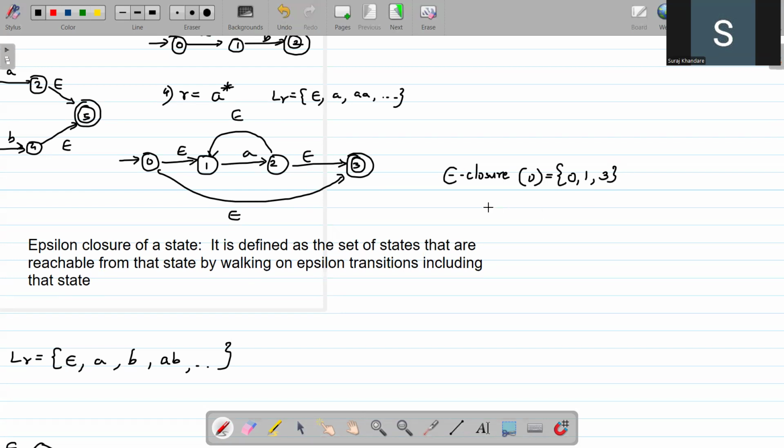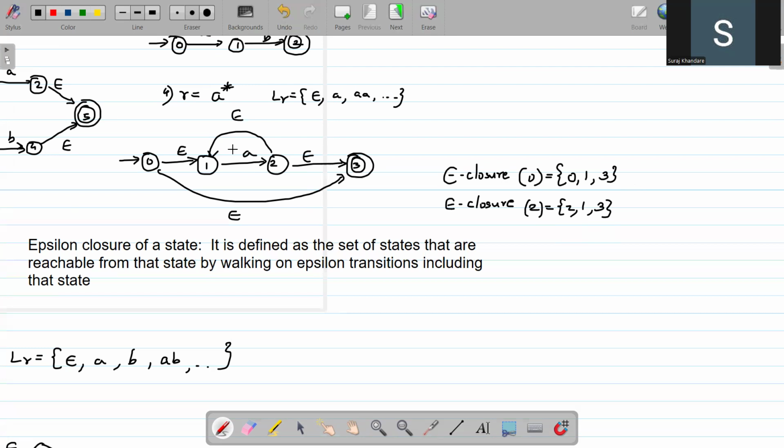Now epsilon closure of 2. First include the state, so we start with 2. On getting epsilon as input, we have a transition to 1, so 1 will also be included. On getting epsilon as input, there is a transition to 3, so that will also get included. 0 will not get included, because there is no transition towards 0. So the arrows are also very important.